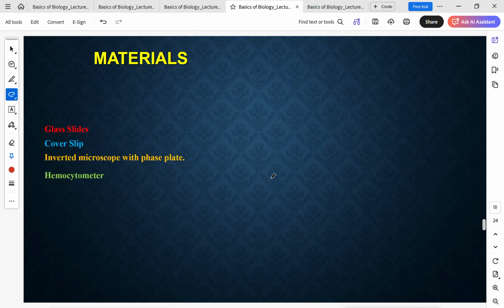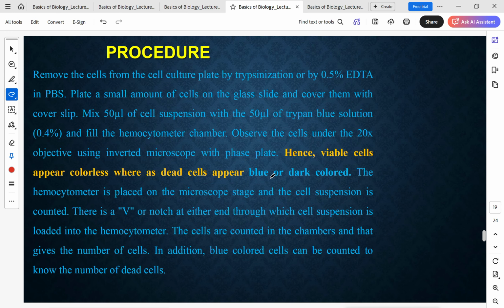To check experimentally, what you can do is you can have a hemocytometer, you can have your cells, you remove the cells from the cell culture plate by trypsinization, you plate a small amount of cells on the glass slide, cover them with a cover slip, then you dilute the cell suspension with the trypan blue solution. This also enables you to count less. You can then approximate later. You fill the hemocytometer chamber. This dilution of 50 microliter plus 50 microliter can be changed.